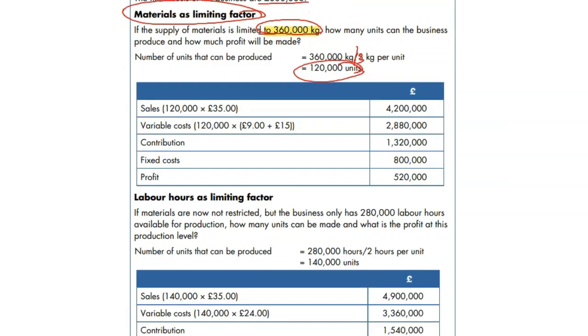Well, with that, let's do a mini income statement until profit. Sales 120,000 units, we're going to sell at 35 pound, total sales given. Variable costs 9 plus 15, material and labor. This is material, this is labor per unit, times 120,000 units. That's your variable cost, you get contribution, and less fixed cost, you get profit for the year.